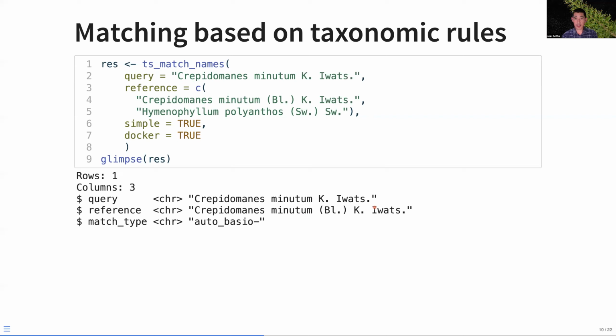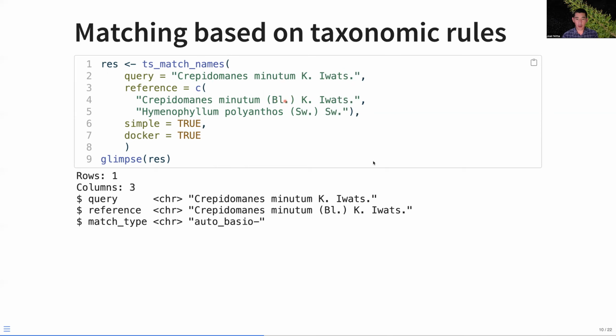Now let's do this again and provide it with some taxonomic information. This is the same function, tsMatchNames, but in this example, I've included the scientific author, and the input name includes the author K. Watts. And you'll notice that if we look at the reference, it's formatted a little bit differently. We have this name here, Cryptonomys minutum, K. Watts, which is the same name. The only difference being that it includes here the basionym author. That was Bloom, who named it originally in a different genus.